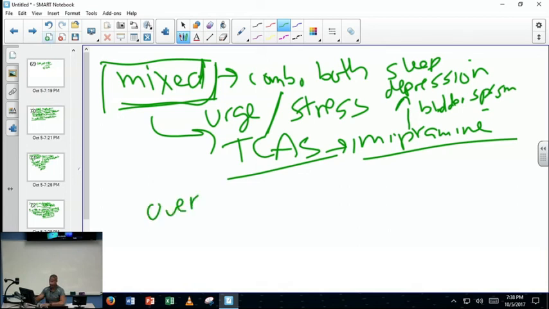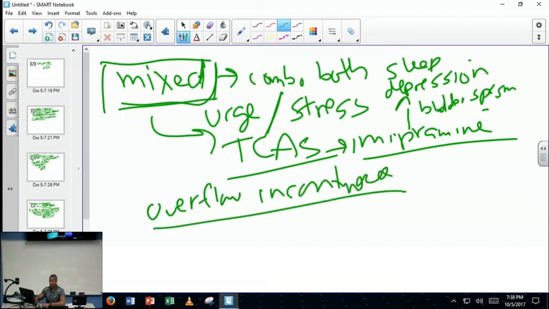Overflow incontinence. I've kind of really touched on this, didn't I? But it's basically when your bladder becomes overfull and you have leakage. But it's not because of stress incontinence. It's because your bladder literally is distended with urine and you have urine pouring out. In men, the most common reason is BPH. In women, there's a whole slew of issues.